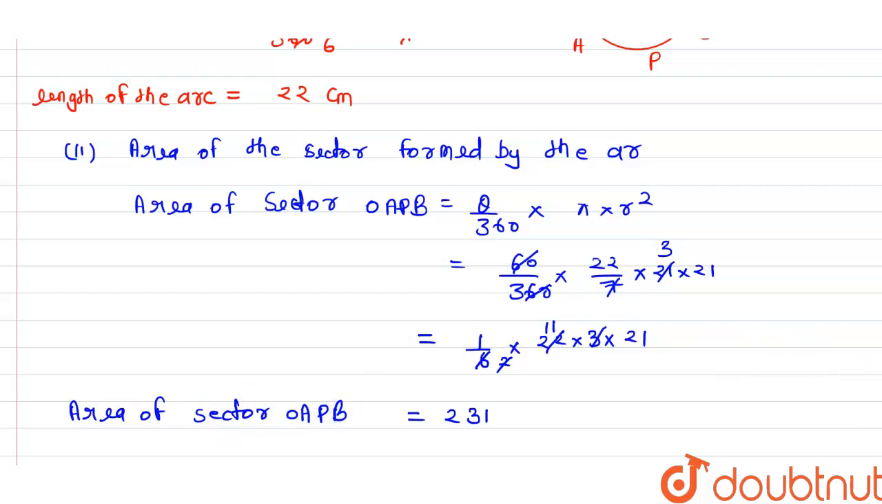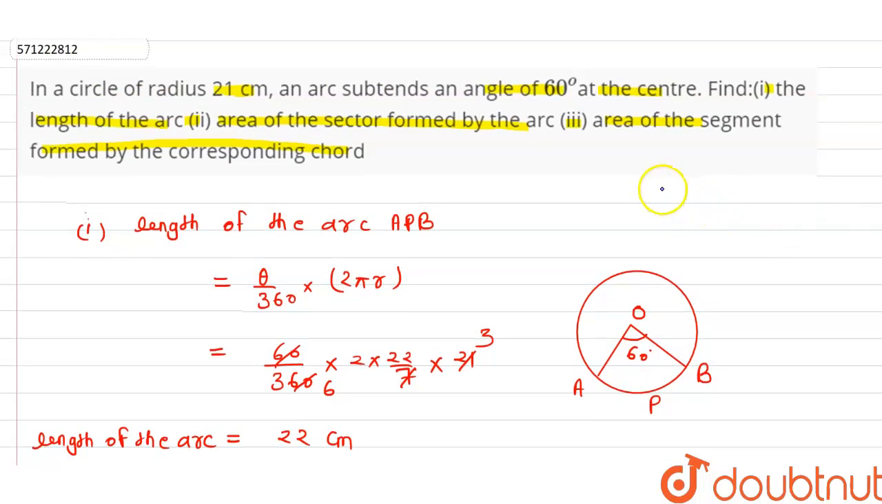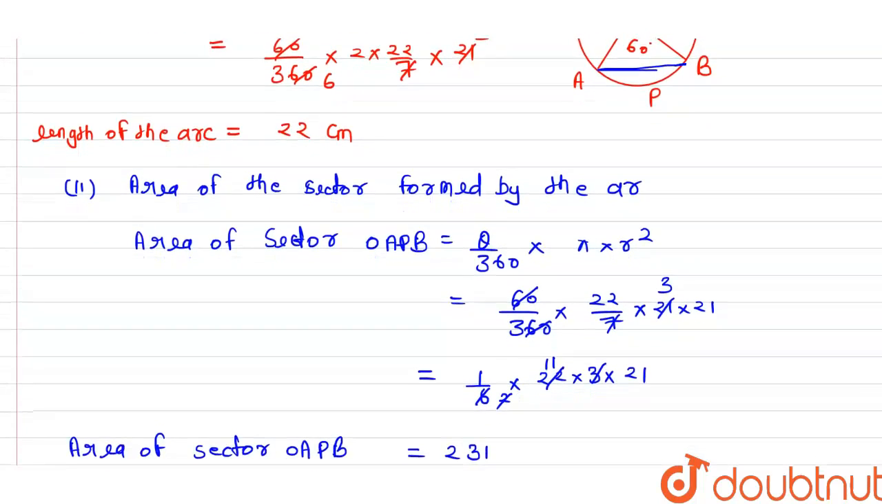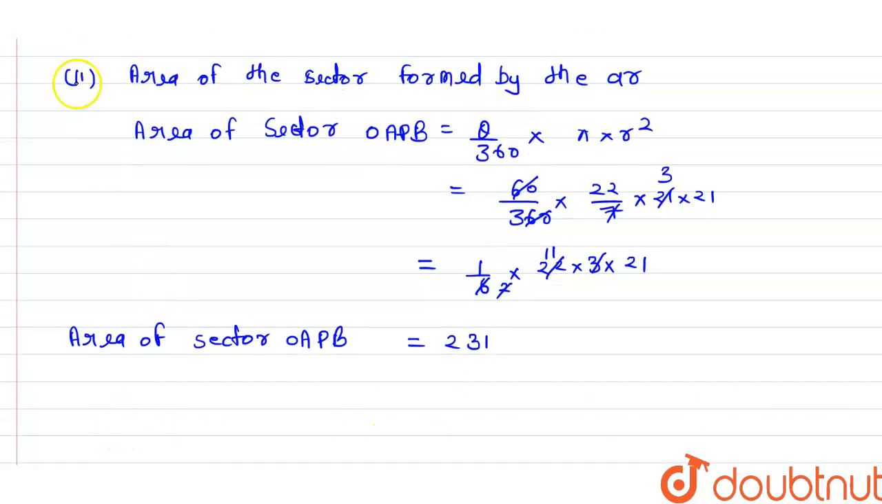And the third one, we have to find the area of the segment formed by the corresponding chord. So the corresponding chord is AB. We have to find the area of the segment APB. The third one is the area of a segment APB.